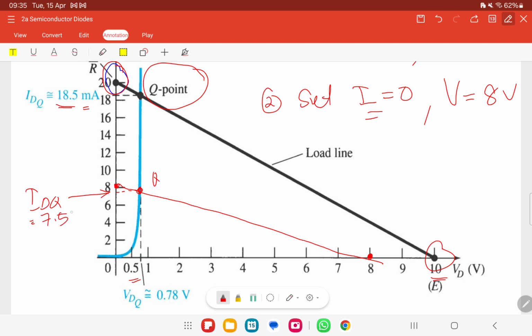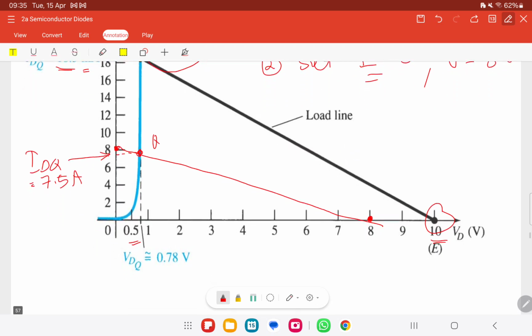Lebih kurang lah. Okay, sorry, ampere. 7.5 ampere. Okay, how about on the VDQ? New VDQ. Sama je kan? VDQ macam sama lah. Maybe 0.75 hingga 0.78. Lebih kurang lah. Kan? Yes.